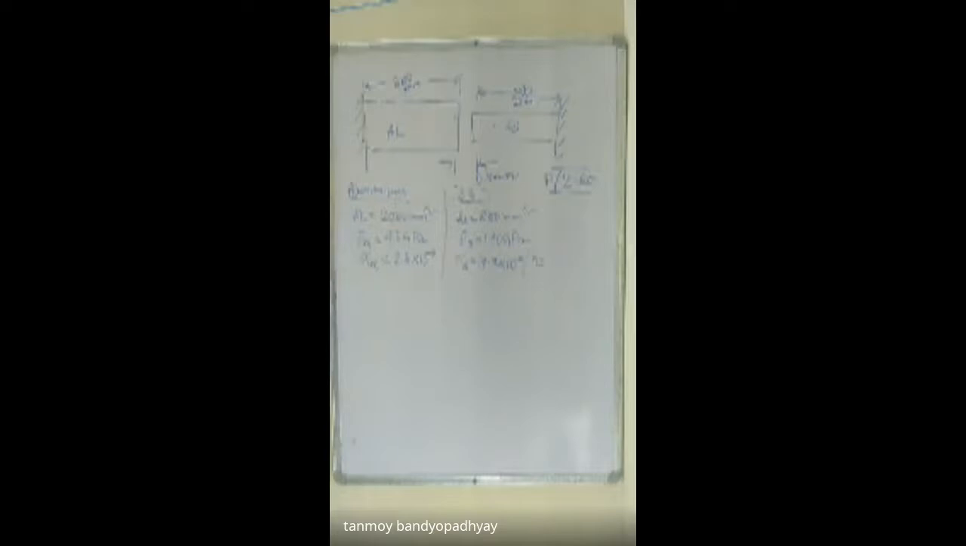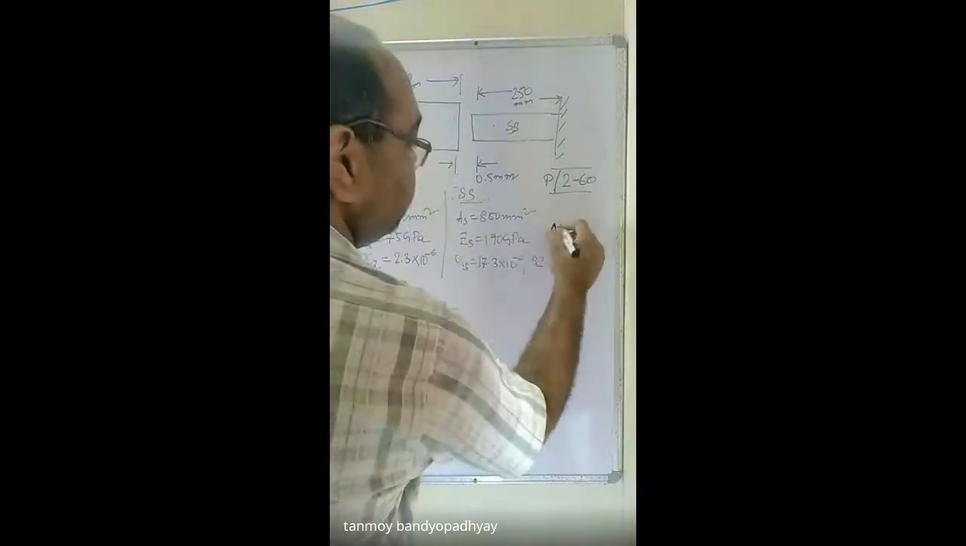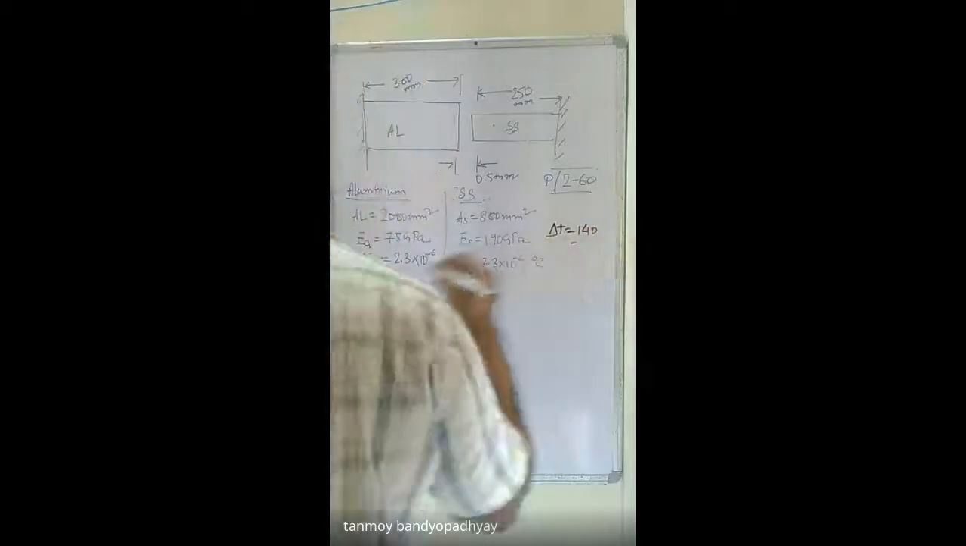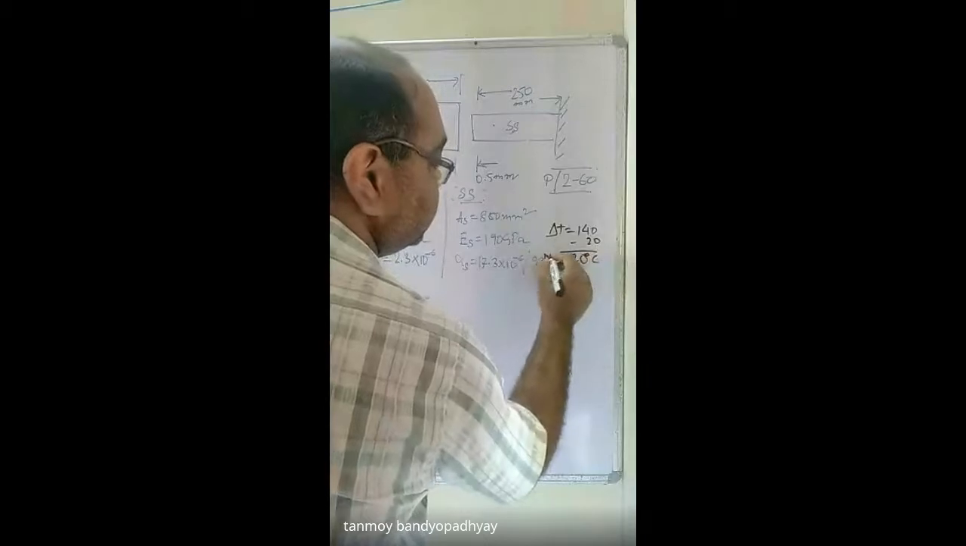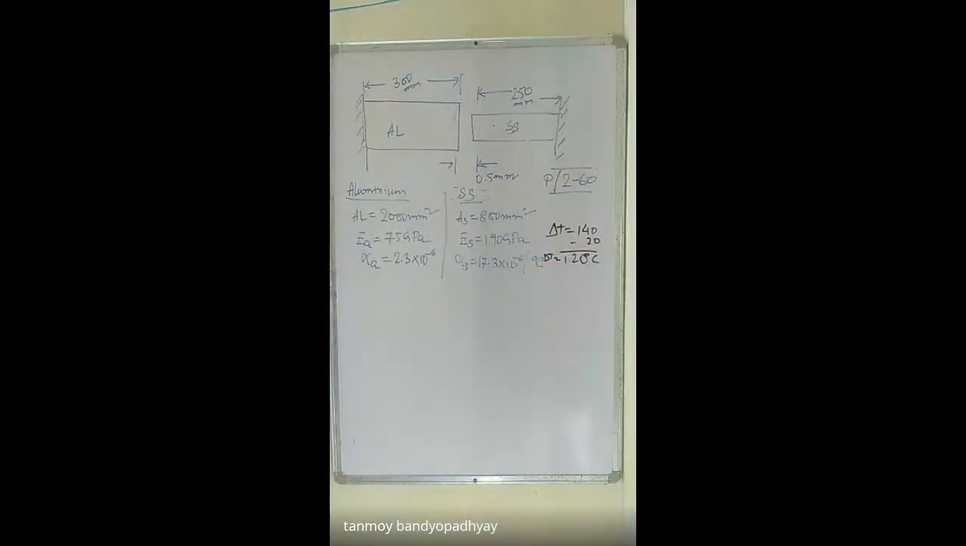So delta T, see they have given one reference temperature. So the reference temperature is given to be 20 degrees centigrade and the final temperature is given to be 140 degrees centigrade. So delta T, as you can understand, will be equal to 140 minus 20. So that should be equal to 120 degrees centigrade. So this is delta T, and we are supposed to find out the compressive force developed in the system.